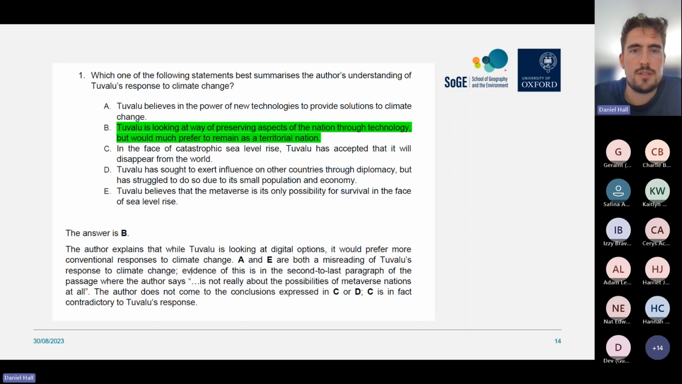The author does not come to the conclusions expressed in C or D. And C is in fact contradictory to Tuvalu's response. The fact that Tuvalu is trying this stuff means it has not accepted that it will just disappear from the world. So hopefully that one makes sense to everyone.